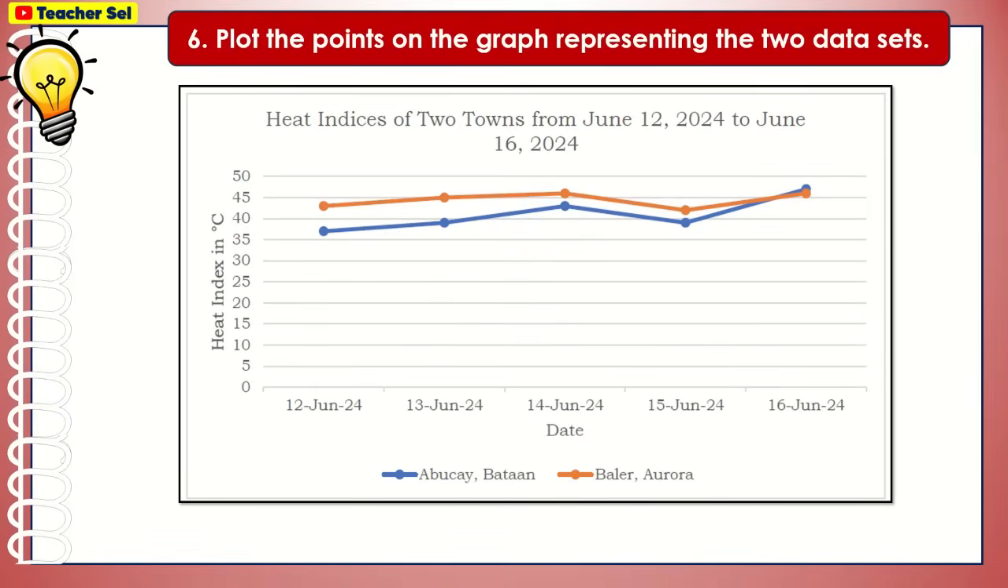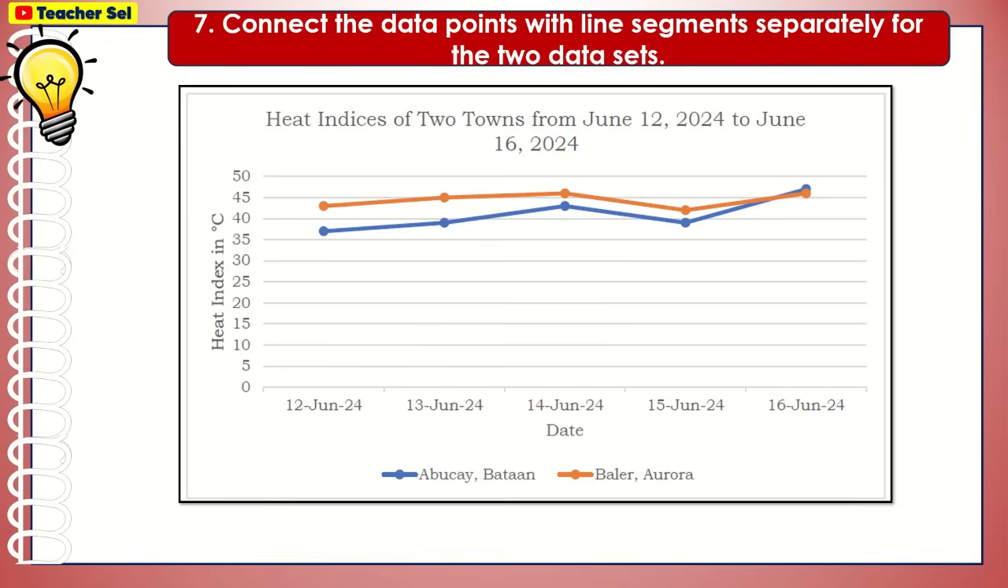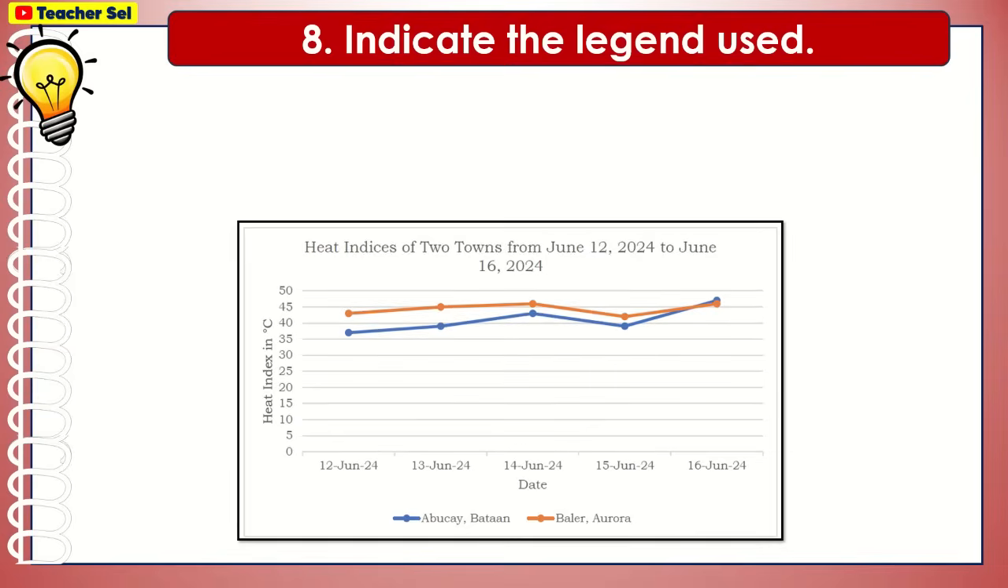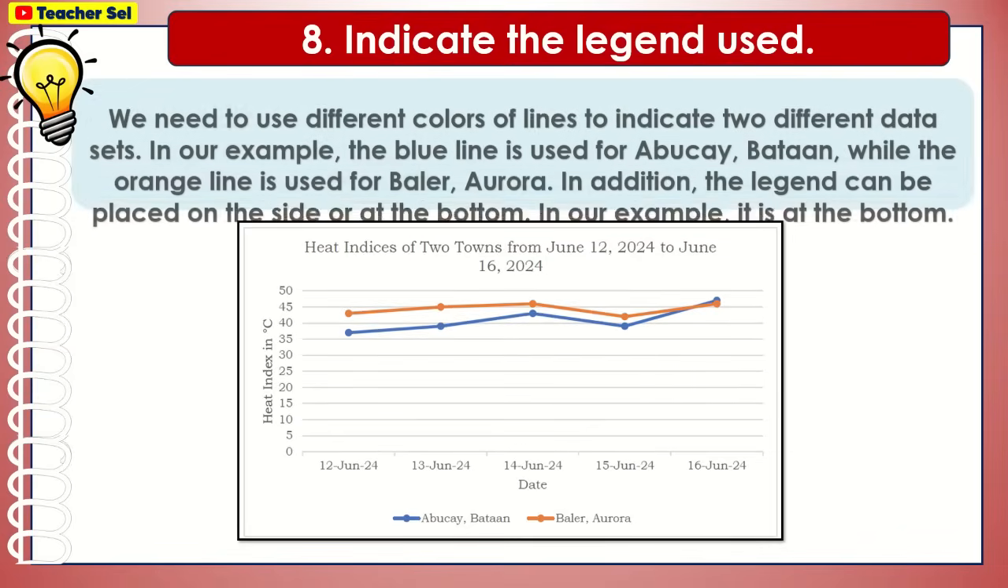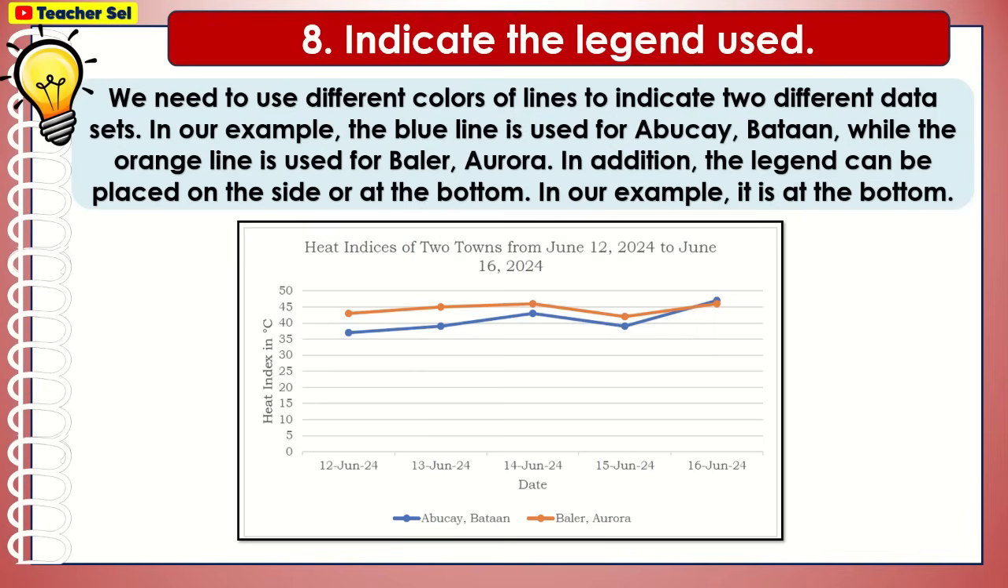Plot the points on the graph representing the two data sets. Connect the data points with line segments separately for the two data sets. Indicate the legend used. We need to use different colors of lines to indicate two different data sets. In our example, the blue line is used for Abucay, Bataan, while the orange line is used for Baler, Aurora.